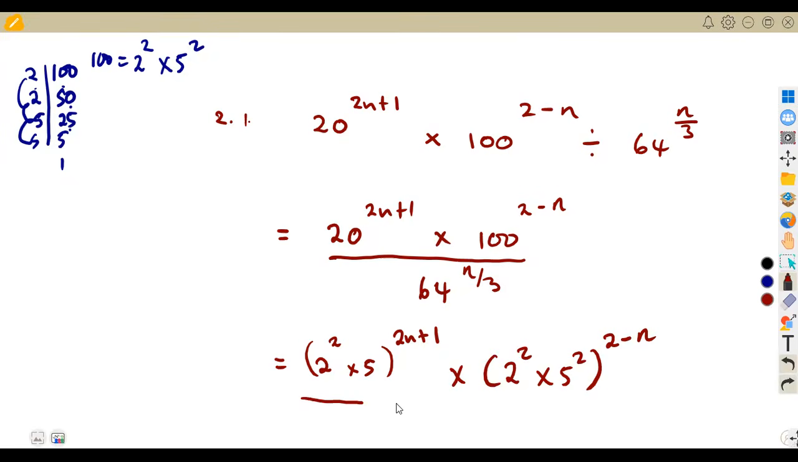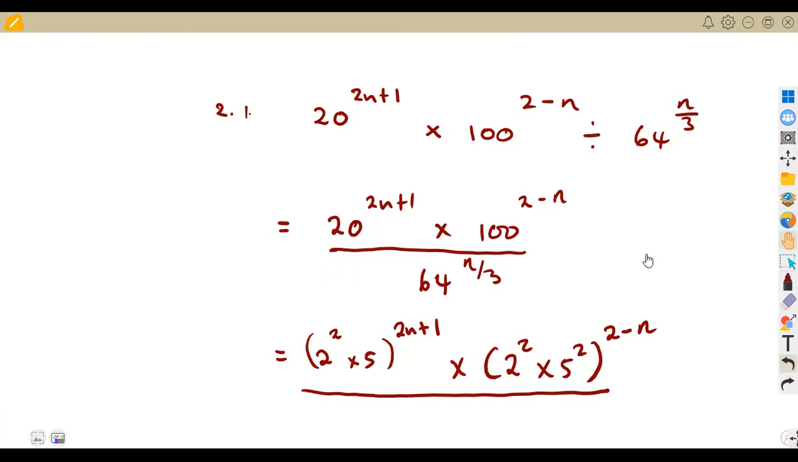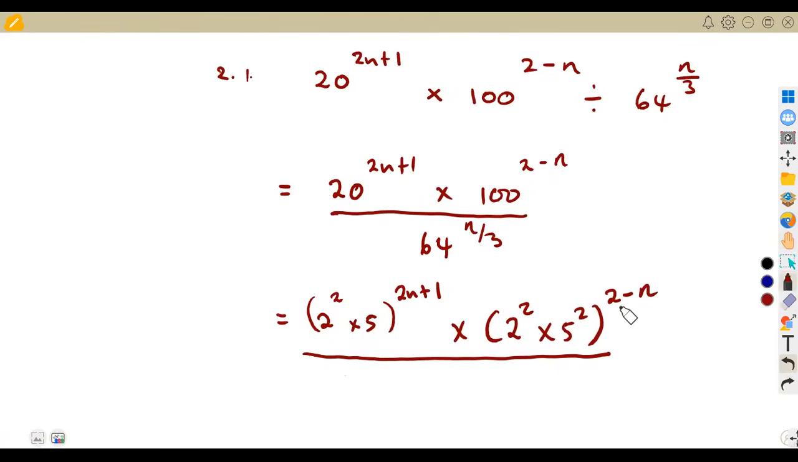As for 64, there is no need for us to write 64 as a product of its prime factors. Yes, we can, 2, 2, and so forth. But we know that 64 can be written as a number in one base, which is the base of 2. 64, that's 2 to the exponent of 6. All right, you can also try that on your calculator, and being raised to the exponent of 3.